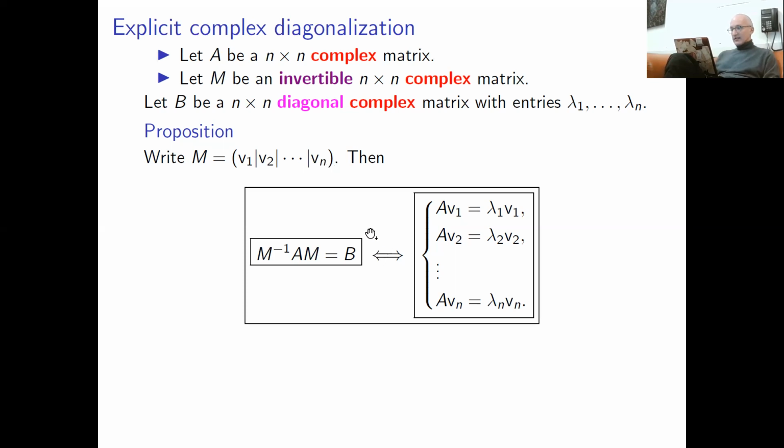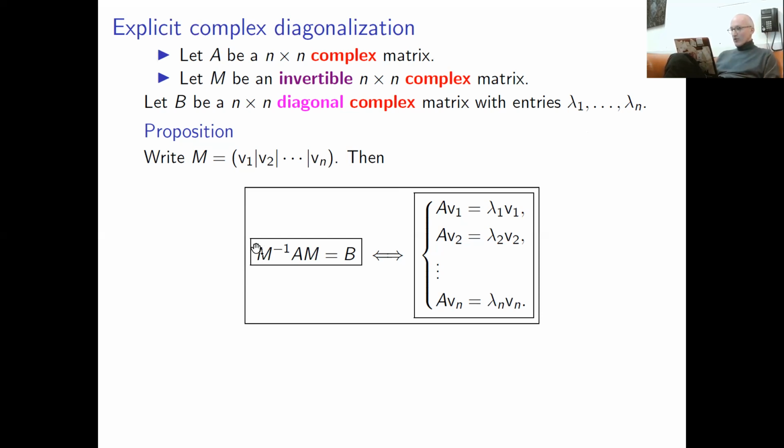Okay, and then you just substitute matrix M in this equality, and you must get B, where B is a diagonal matrix with entries lambda 1 to lambda n. These entries are eigenvalues of matrix A, which correspond to the corresponding columns. The corresponding columns are eigenvectors that correspond to these entries lambda 1 to lambda n. Okay, the proof is essentially the same as for real matrices.